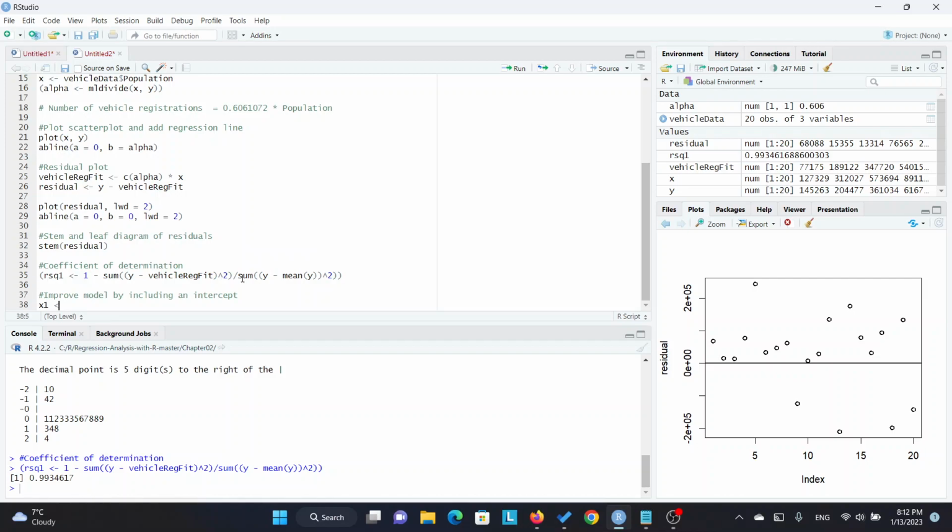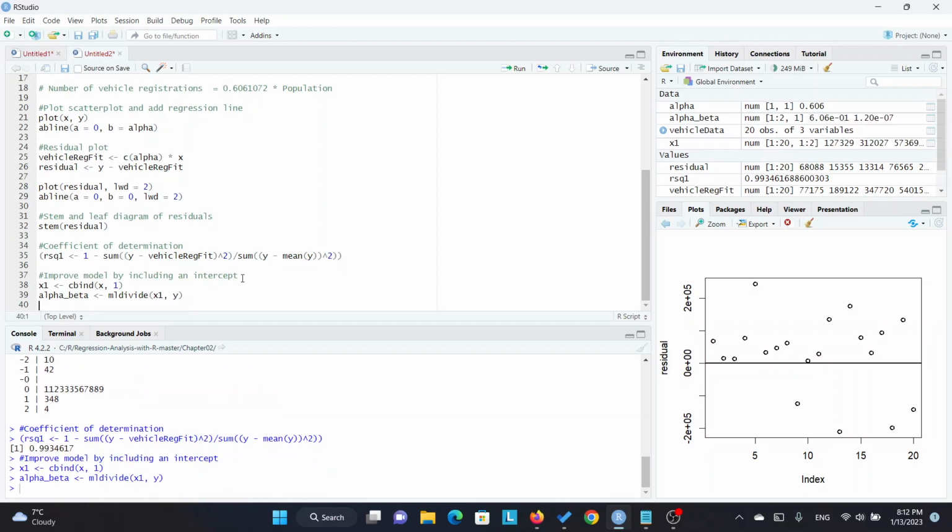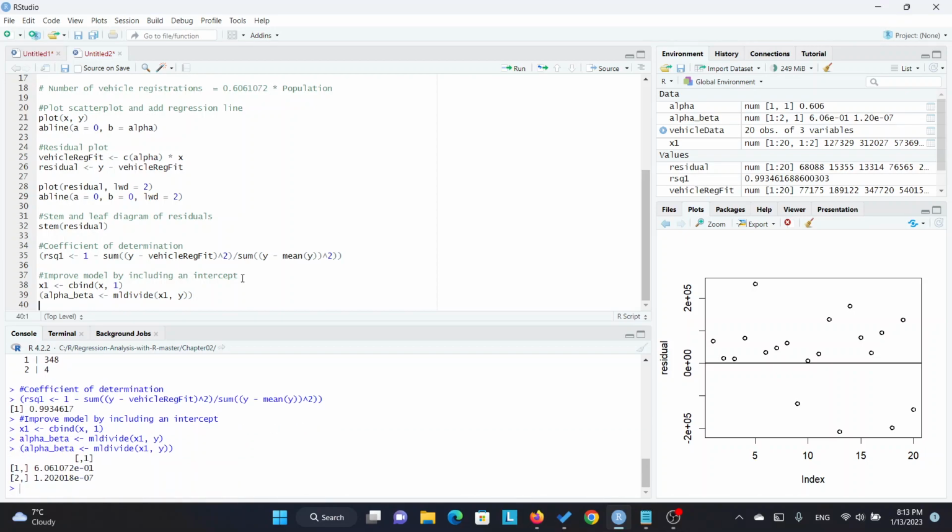The way we do it is that we are going to add a column of ones to our x. So we're going to do x and 1. Then we're going to calculate the next alpha values, the slope and the intercept. So we're going to run the ML divide again, passing in the new x and y. Let's run those, and let's put parentheses around it to see our values.